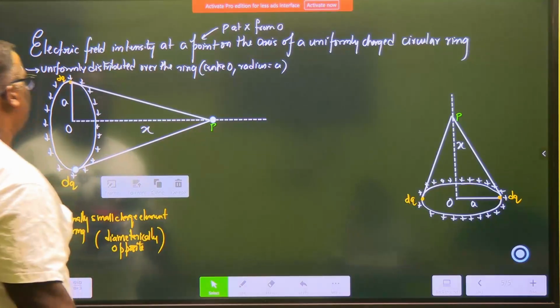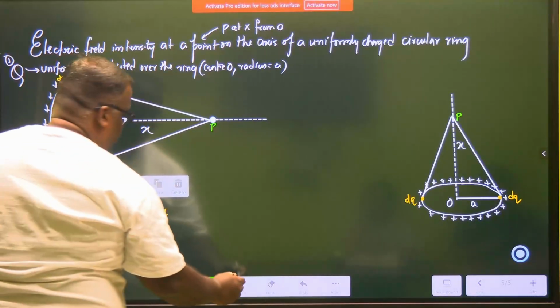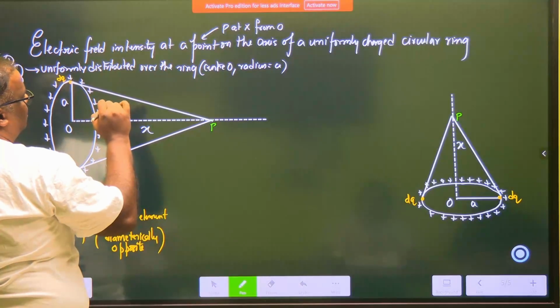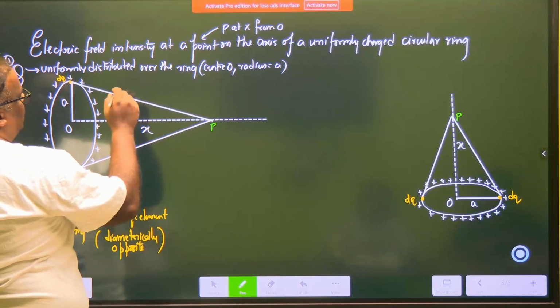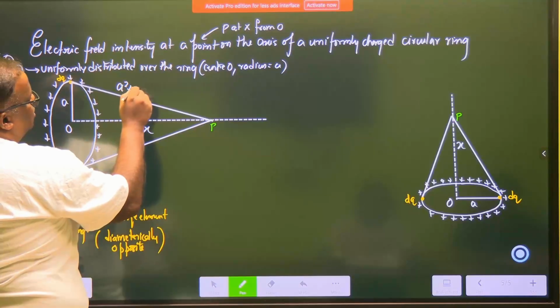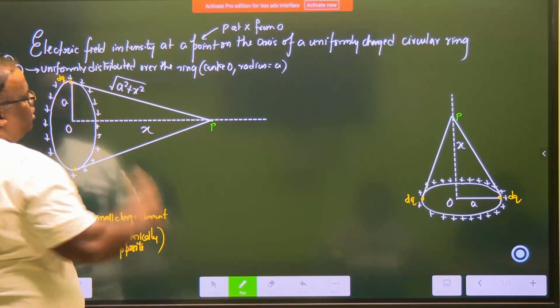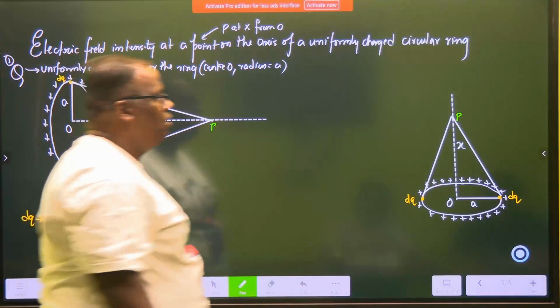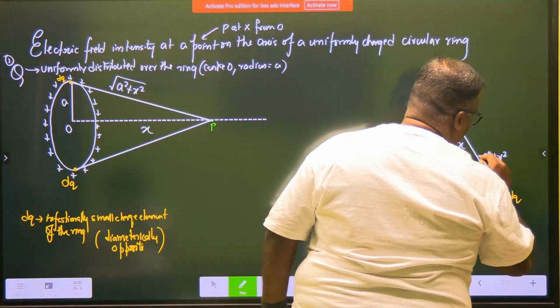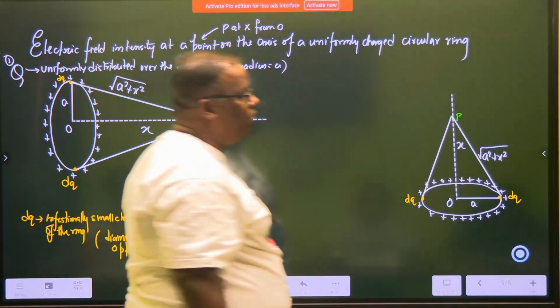Fine. Now, what do you think should be this? The R that you have, what is its length? Tell me. Its length should be the square root of a square plus x square. Agreed? So here also we'll write the square root of a square plus x square. This has come from Pythagoras theorem.